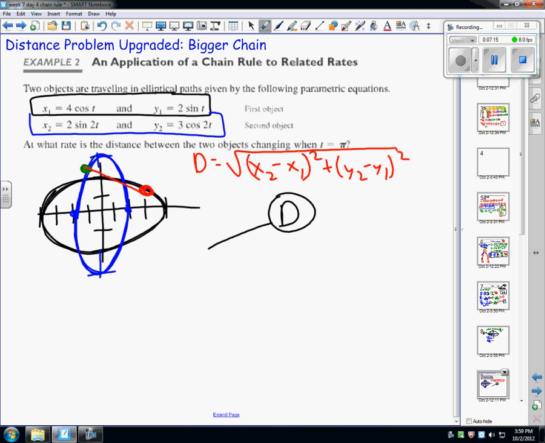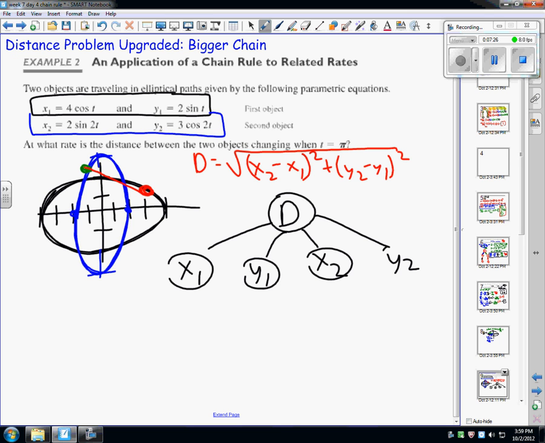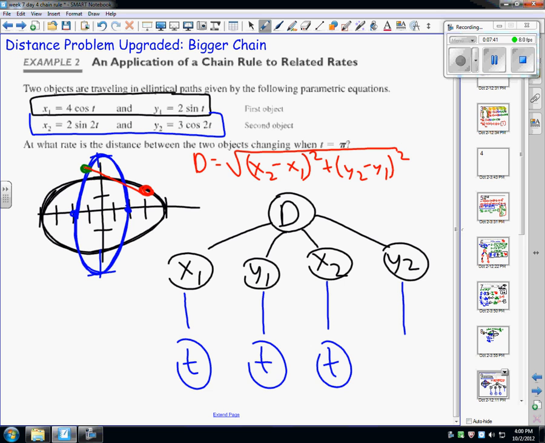He varies with x1. He varies with y1. He varies with x2. He varies with y2. All 4 of those are changing. So each one of these varies in terms of a t, varies in terms of a t, varies in terms of a t, varies in terms of a t. I just upgraded my chain rule.